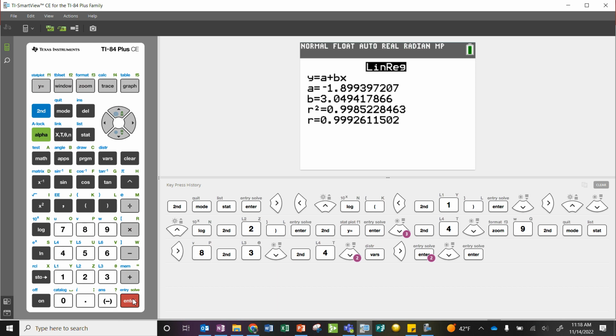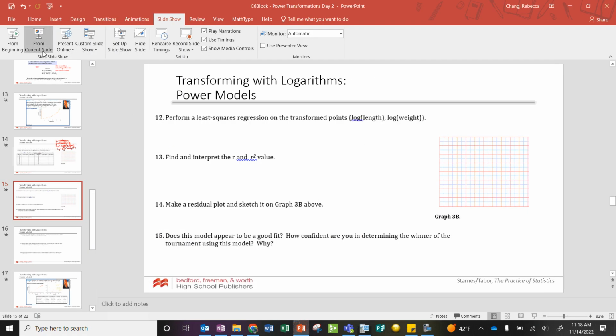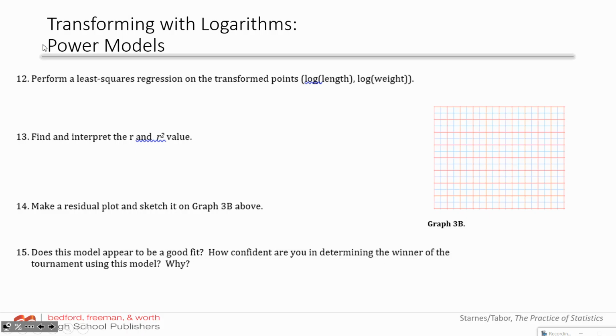Hit calculate, and then here's my linear regression. So I'll leave this up on the screen for a second. Make sure that when you do your linear regression on your calculator, you get the same thing. And then let's write this down. All right, so back over here. So perform the least squares regression, and let's write down this equation.